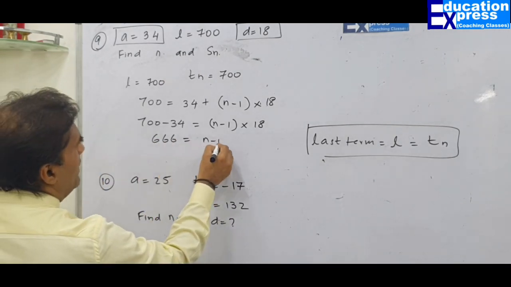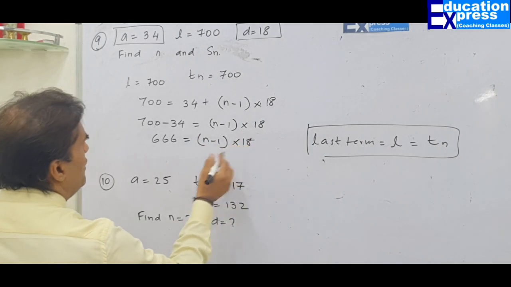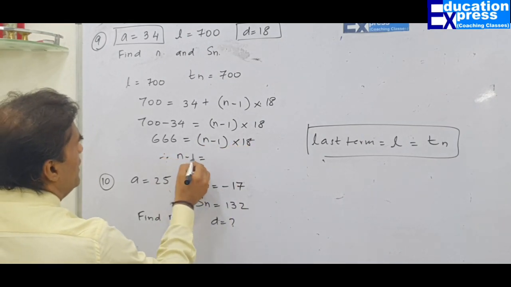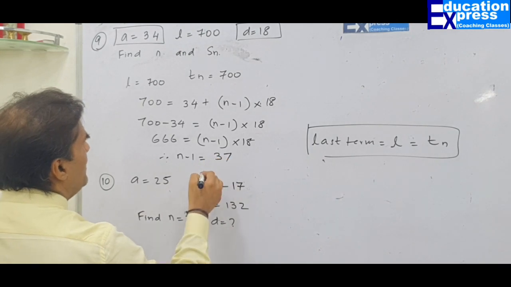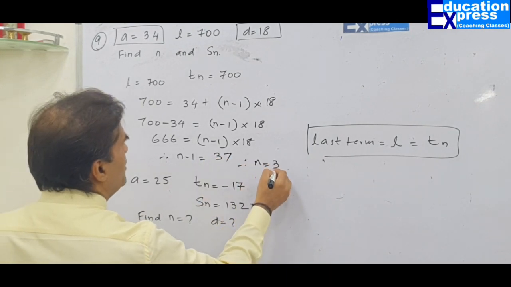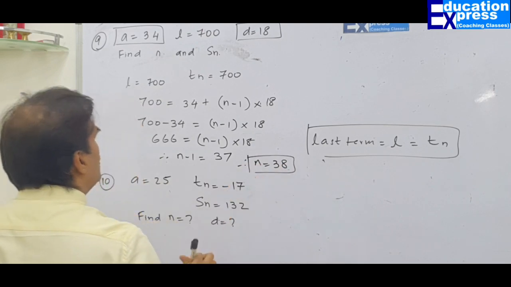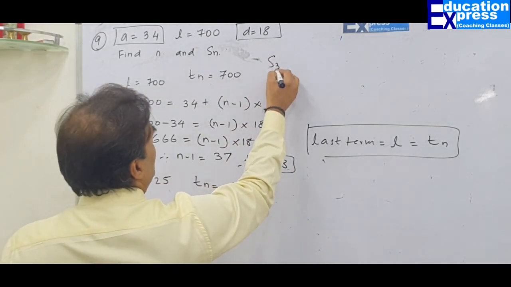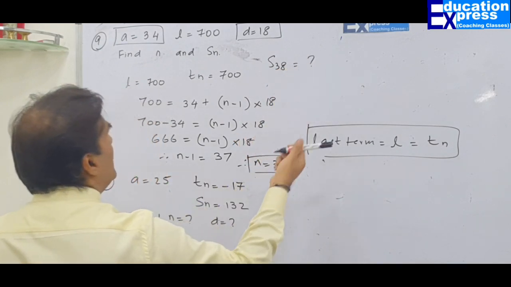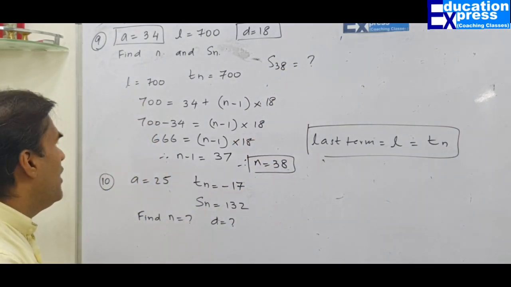666 equals n minus 1 into 18. So my dear friends, n minus 1 would be 37. Therefore, n equals 38. So we found the value of n. What we have to find? Sn, S38. Can you find? Yes sir, by applying the formula.